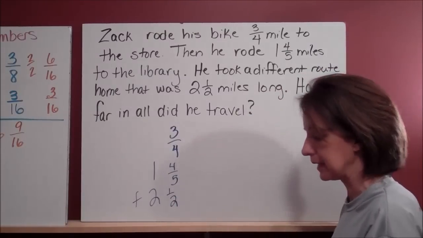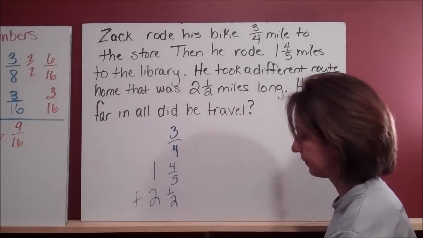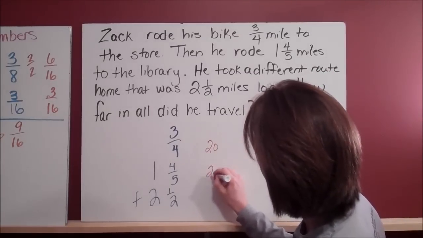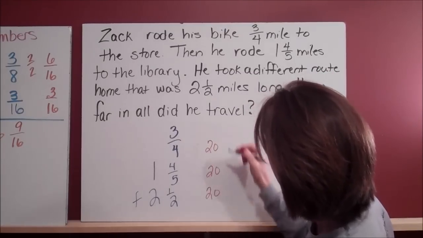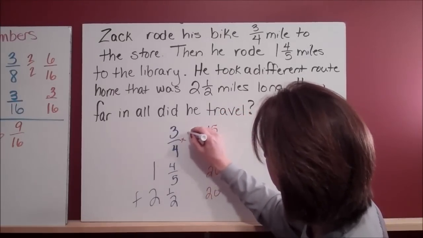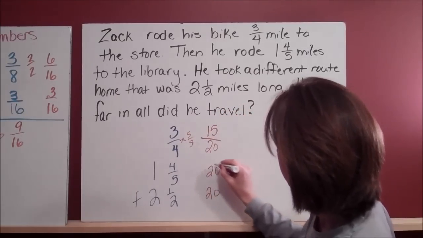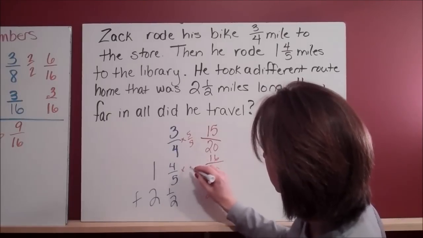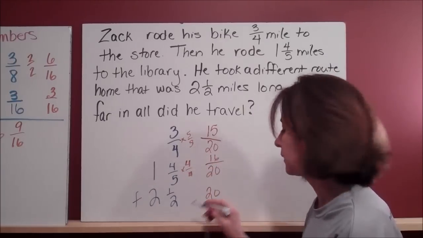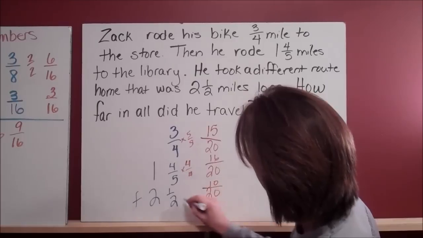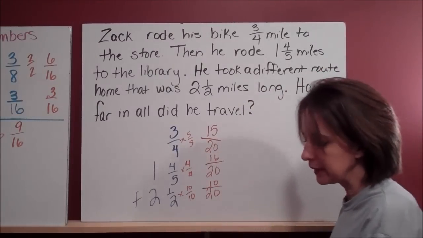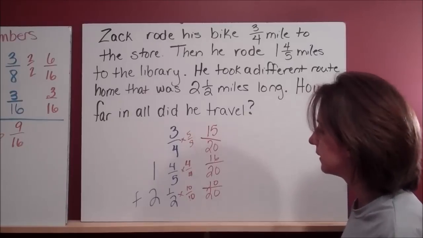So I'm going to find a common denominator. And in this case, our denominator is going to be 20. So this becomes 15/20 because I used the form of 1, 5/5. And this becomes 16 because I used the form of 1, 4/4. And this becomes 10 because I used 10/10. So at this point, we could definitely make a bond.